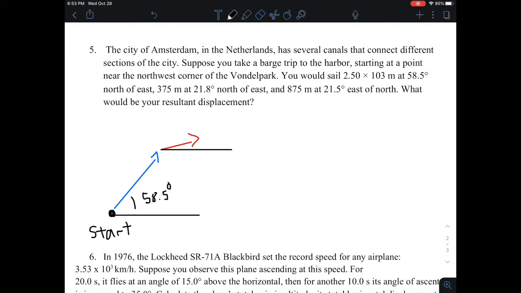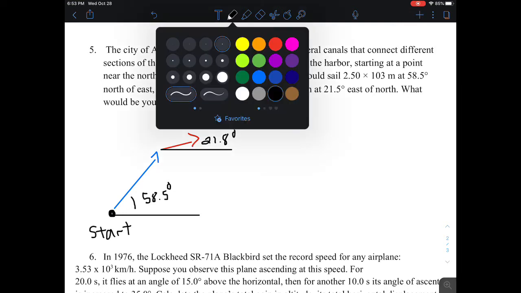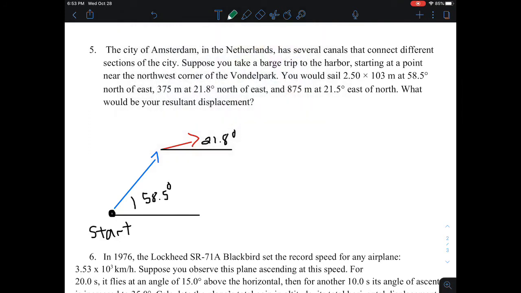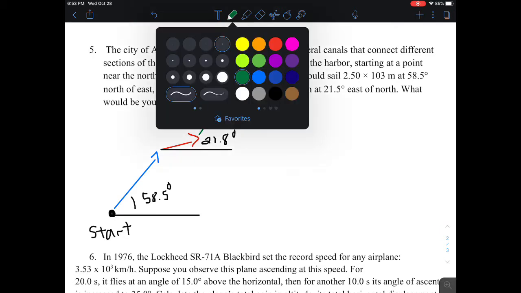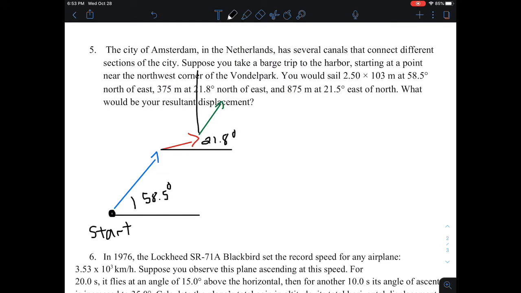Oh, it looks like I made a mistake on the last vector. This one, instead of drawing it 21.5 degrees up from the horizontal, is the other way because it's east of north. North is straight up in this configuration. So if you go clockwise from north, that's east of north. And so that angle from the black line shown here is 21.5 degrees.